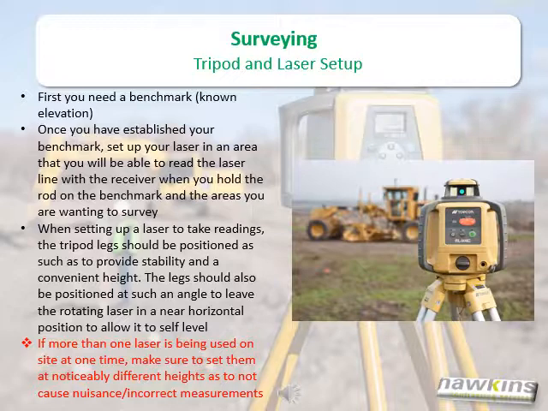The leg should also be positioned at such an angle as to leave the rotating laser in a near horizontal position to allow it to self-level. If more than one laser is being used on the site at one time, make sure to set them at noticeably different heights so as not to cause nuisance or incorrect measurements.